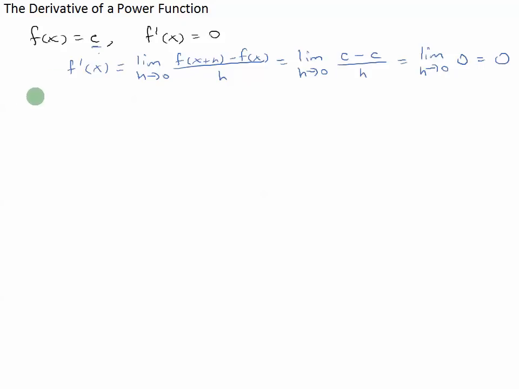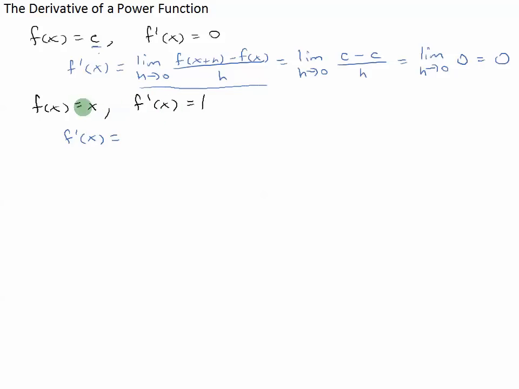Okay, let's look at a more interesting example perhaps. f of x equals x. The derivative of this function is the constant number 1. So let's take a look at why that is. We'll do the same thing. We'll apply the same limit definition here. We'll do it a little quicker this time.